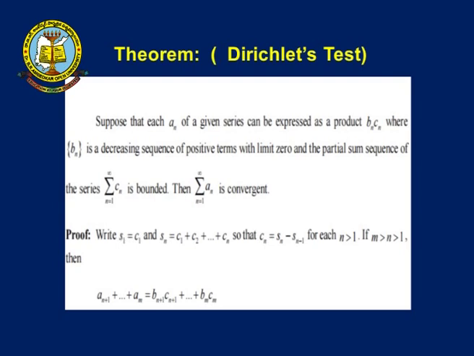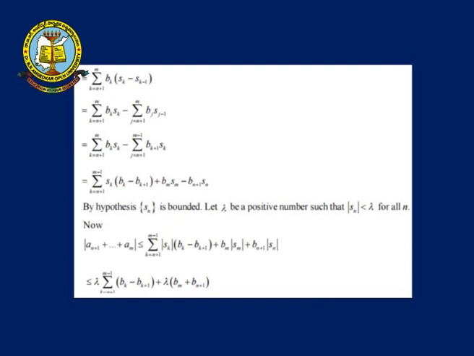Now, from the proof point of view, I will take S1 equal to C1, because I am taking sigma n equal to 1 to infinity Cn. Now, Sn equal to C1 plus C2 plus so on up to Cn, and Cn is Sn minus Sn minus 1. Then an plus 1 plus so on plus am we can write as bn plus 1 cn plus 1 plus so on plus bm cm. Now, taking the subtraction, sigma bk into sk minus sk minus 1, and separating the terms, sigma bk sk minus sigma bk sk minus 1, then taking sk common, the first term is bk minus bk plus 1, and the rest of the terms are bm sm minus bn plus 1 sm.